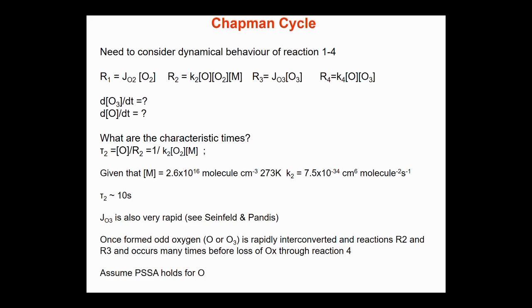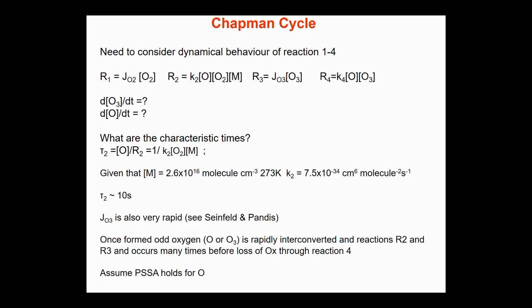Gordon's not included reaction five. Why do you think he's done that? For most of this column, this is unimportant. Right at the top it's unimportant because you need a third body. Right at the bottom it's unimportant because the amount of ozone is much greater than this. So it's only important in a very narrow band. So he's ignored it for now.